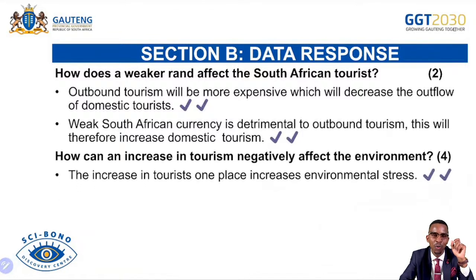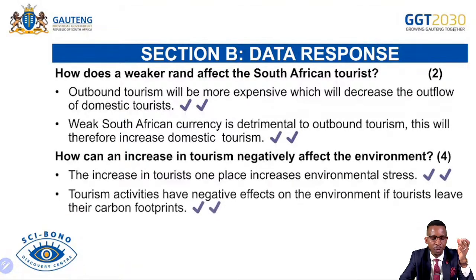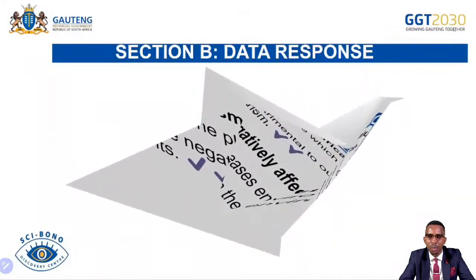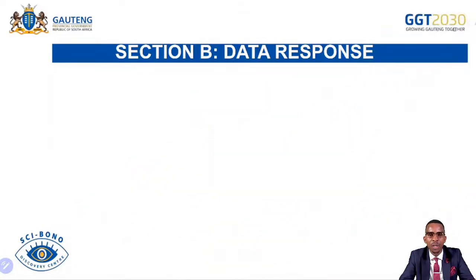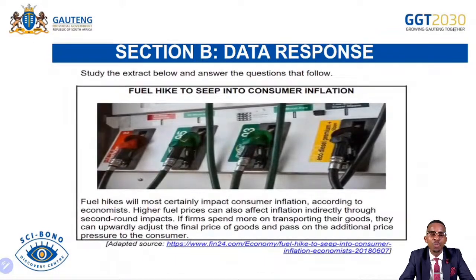So in this case, we talk about, again, a negative effect of tourism. The increase in tourists in one place increases environmental stress, like we have mentioned before. Tourism activities have negative effects on the environment if tourists leave their carbon footprint. If they pollute the area that they have toured in, that will lead to what we call environmental stress. As they visit the area in large numbers, that also causes environmental stress and environmental damage.